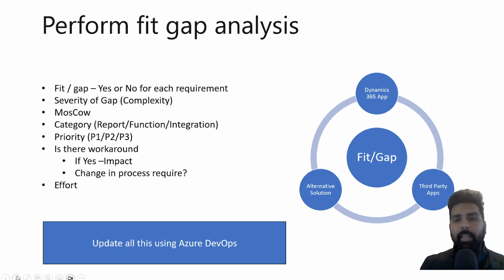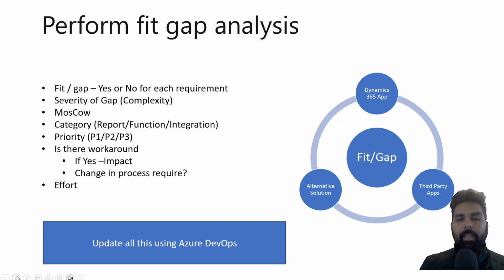The category of the gap, basically, whether it is a report, function, or integration, and what type of category this particular gap falls into. So this analysis and these attributes are important to capture if we find any requirement to be a gap. If it is a fit, you can mark these attributes, but it is not that critical, because as part of the implementation and the solution design, we are assuming all the fits will be considered in that process.